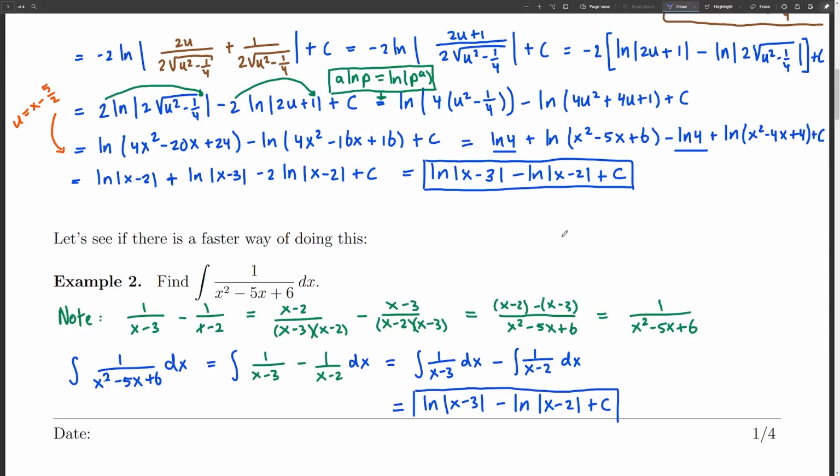So that is the same answer, but a whole lot less work. So in the next video, we'll talk about how to find that decomposition of the fractions.